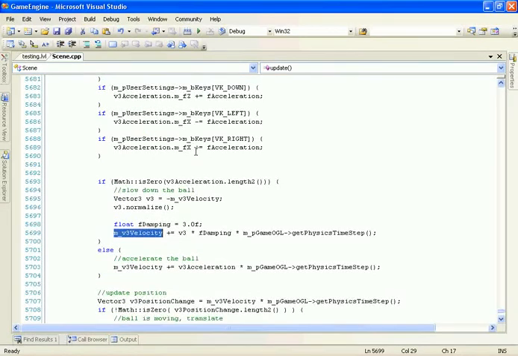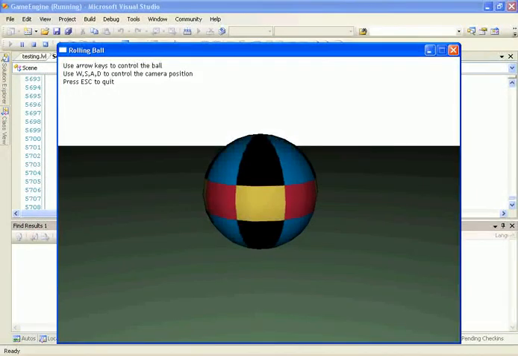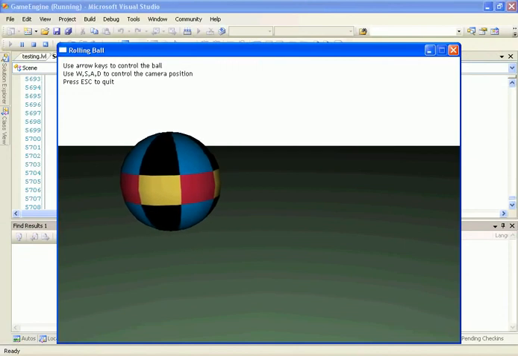So now what I want to do is I want to not only be able to slide the ball around the way that it's moving right now, but I also want to be able to roll it so that it looks like the ball is rolling.